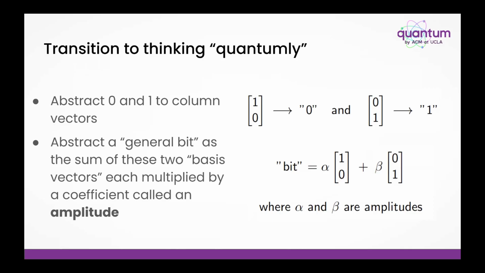In order to start thinking about bits quantumly, we need to first abstract classical ones and zeros to column vectors, i.e., we need to think of the 0 as the (1, 0) column vector on the left, and we need to think of 1 as a (0, 1) column vector on the right. In this abstraction, think of a general bit as the sum of these two basis vectors, each multiplied by a special coefficient called an amplitude. I know I haven't really gone into amplitudes. I'll explain it in a bit.